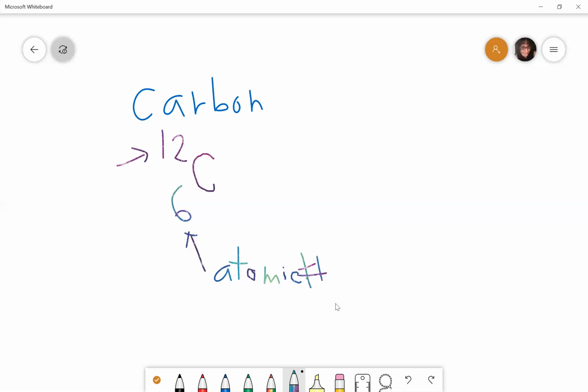Now, let's say we wanted to write the chemical notation for, I don't know, neon. So over here on this side, just for some extra practice, let's write down some chemical notation for neon. We are going to go back to the periodic table and look for neon.